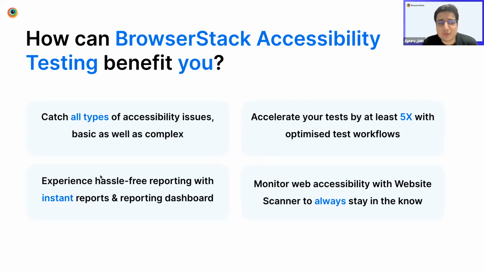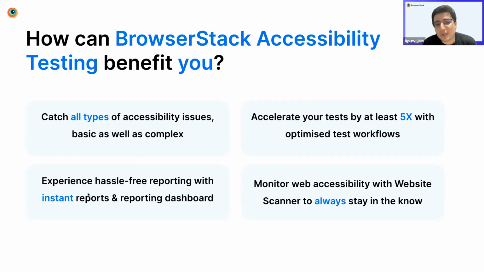Four key benefits. The first one is we allow the ability to catch a variety of different accessibility issues, ranging from basic issues regarding color contrast to more complex issues, which you can only find through manual issue detection through assistive technology like screen readers.